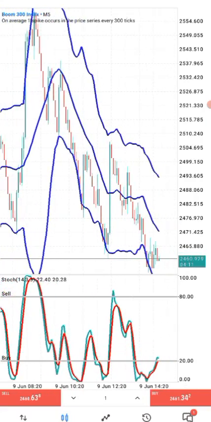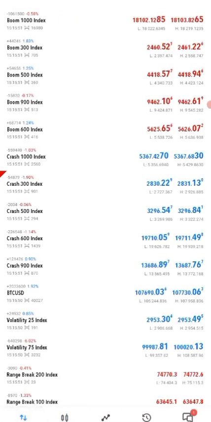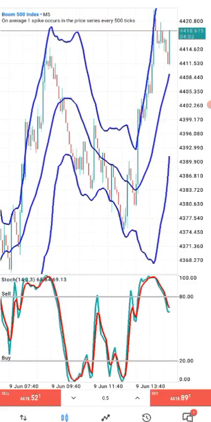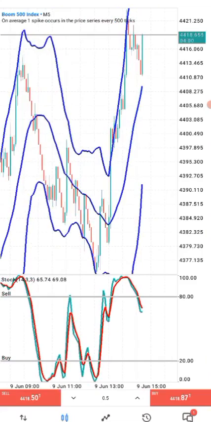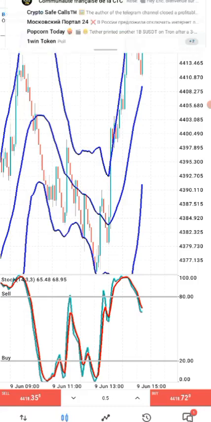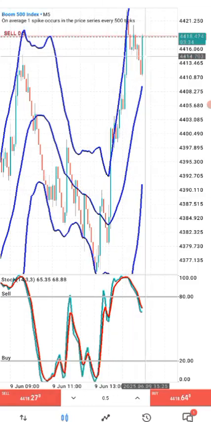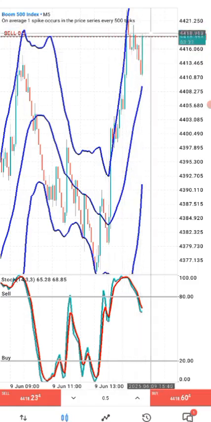Now we're using the 5 minutes time frame. Take note of it. Now we see that our stochastic is already bending, telling us that it is going to sell, and we are still within the first band. Let me enter the sell. We are still within the first band here. This is the Bollinger band.